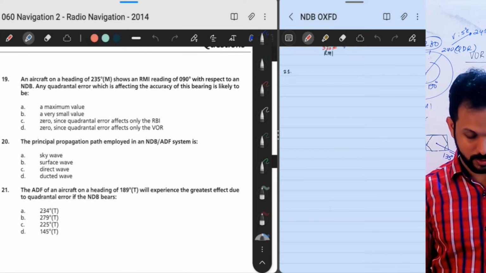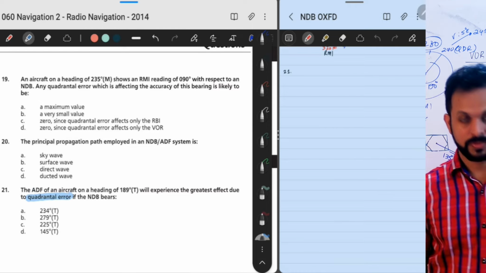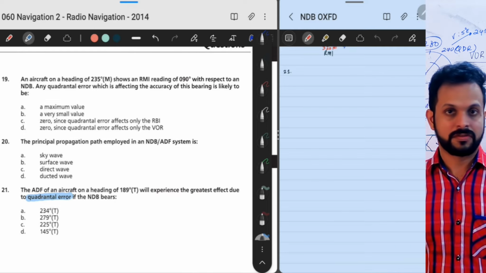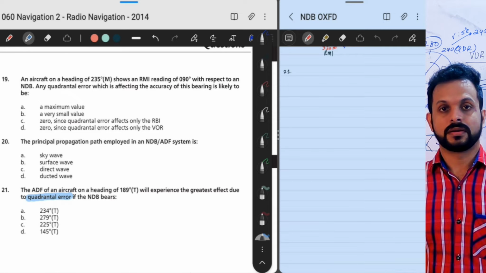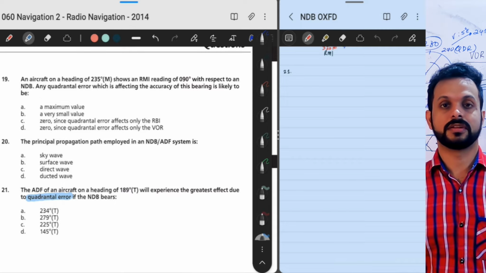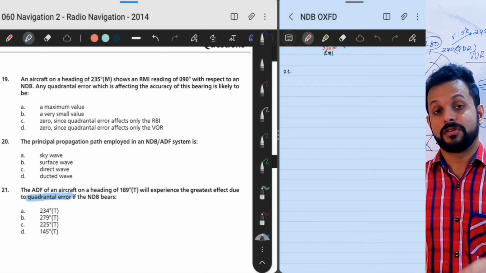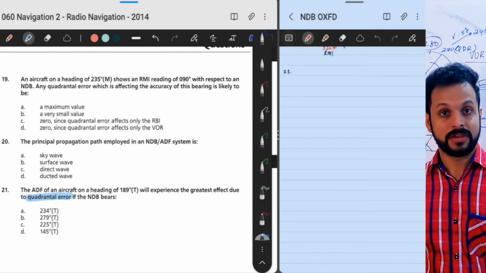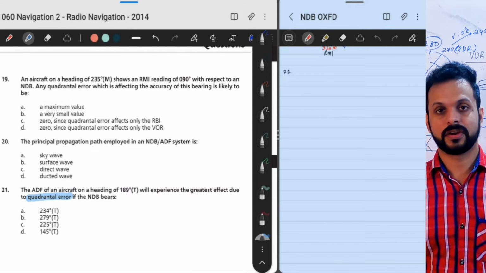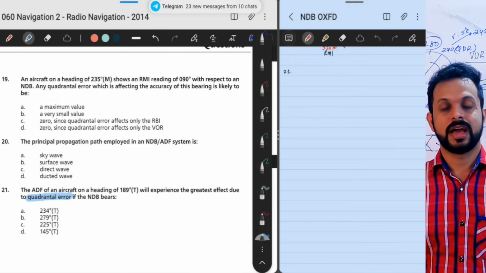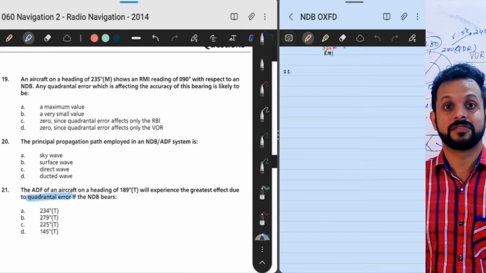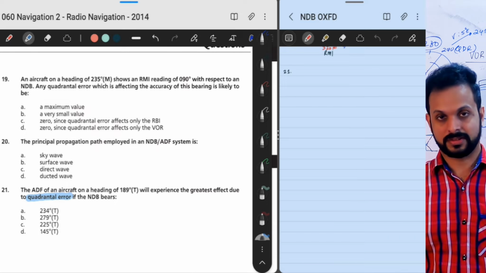All right, so we know that quadrantal error is one of the unique errors of non-directional beacon. Coastal refraction is yet another one, and static interference, for that matter, is one of the most significant errors in NDB. Quadrantal error, the primary reason for that is the electric field that is produced by the fuselage of the aircraft, the body of the aircraft itself along the fore-aft axis, and that causes the radio waves coming from the non-directional beacon to deflect towards the fore-aft axis.